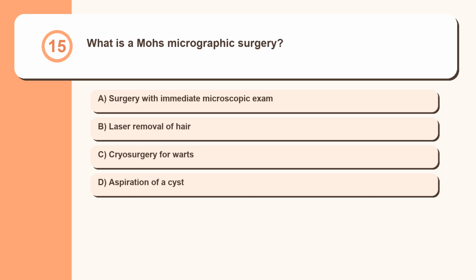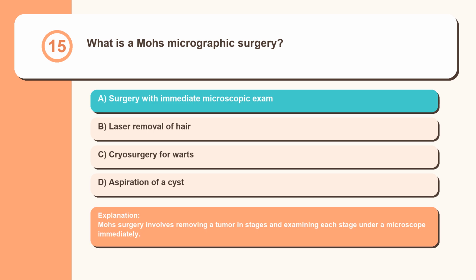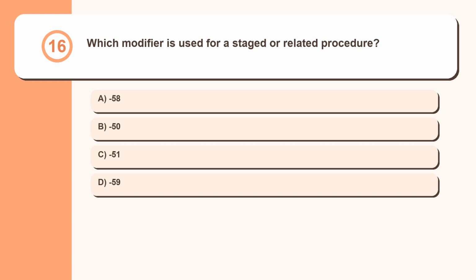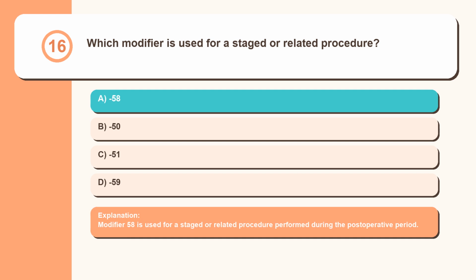Question 15. What is a Mohs micrographic surgery? Surgery with immediate microscopic exam, laser removal of hair, cryosurgery for warts, aspiration of a cyst. Mohs surgery involves removing a tumor in stages and examining each stage under a microscope immediately. Question 16. Which modifier is used for a staged or related procedure? -58, -50, -51, -59. Modifier 58 is used for a staged or related procedure performed during the postoperative period.